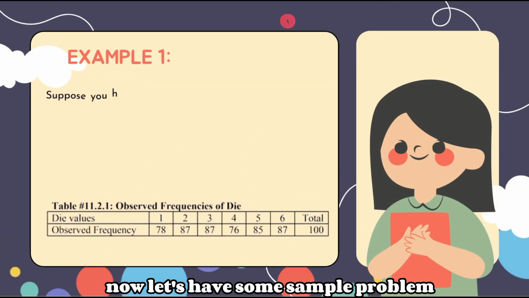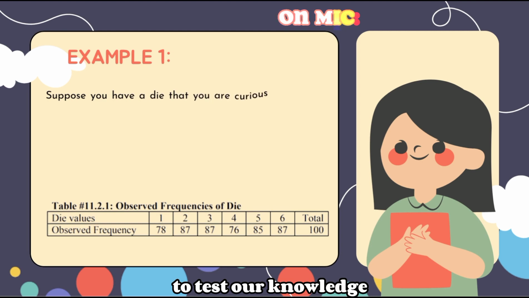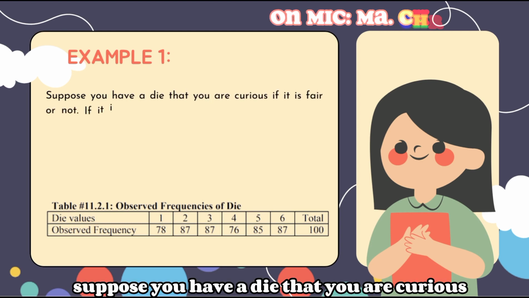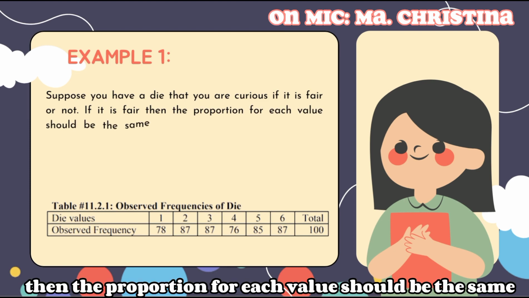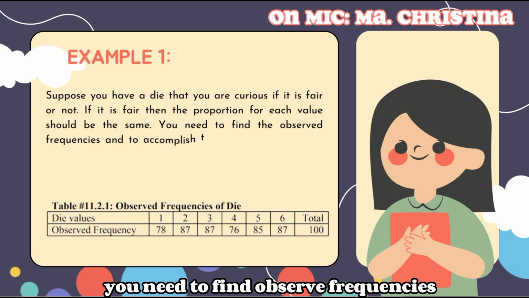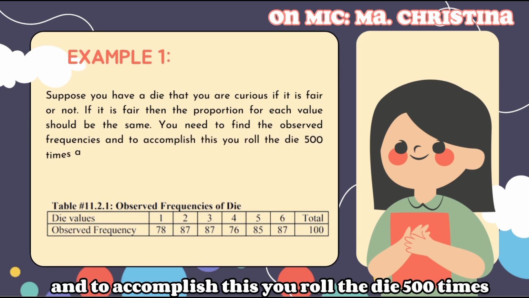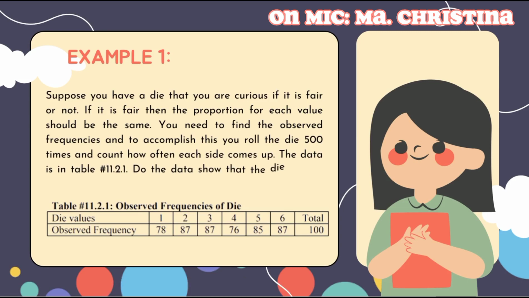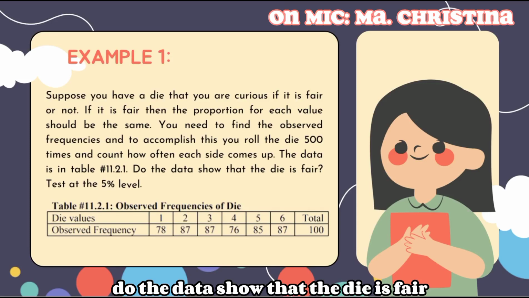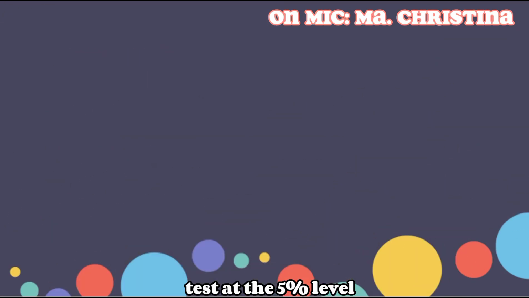Now, let's have some sample problem to test our knowledge. Suppose you have a die that you are curious if it's fair or not. If it is fair, then the proportion for each value should be the same. You need to find the observed frequencies, and to accomplish this, you roll the die 500 times and count how often each side comes up. The data is in the table. Do the data show that the die is fair? Test at the 5% level.